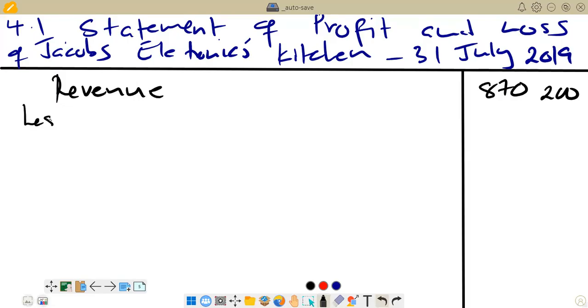So we are going to the next stage whereby we are going to say less. Whenever we say less, we are subtracting. So less cost of sales. Less cost of sales.